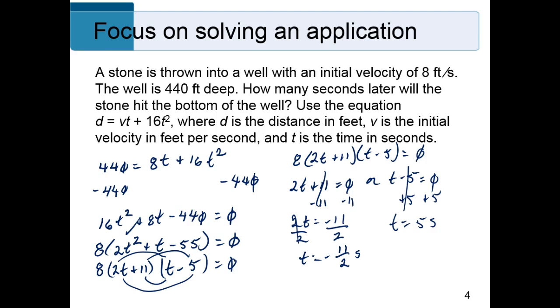Mathematically, this is a solution. Realistically, practically, physically, not a solution. Okay? Because that was sometime in the past. There's your solution. 5 seconds after you threw it. And you're right. If it had been launched from the bottom of the well, it would have taken 11 and a half seconds to reach its maximum point, and then it would have come back down and hit the bottom of the well 5 seconds later.